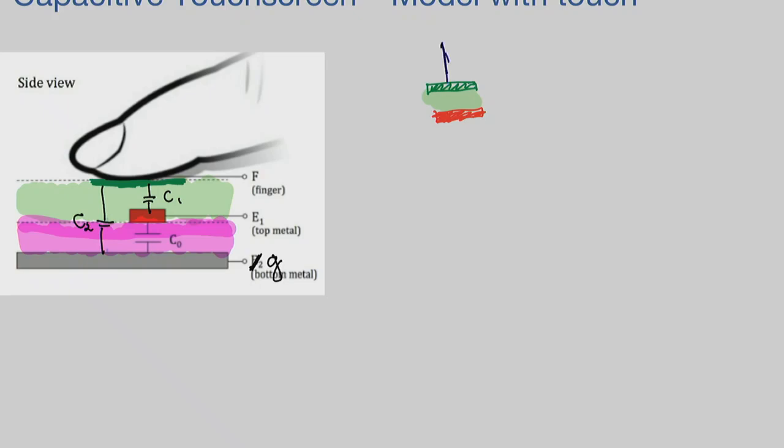So this is how our capacitors look. And here we can access both plates. Here, this is the finger. Here is a dielectric material, glass. And here is a conductor, a conductive plate. Conductor. Okay.